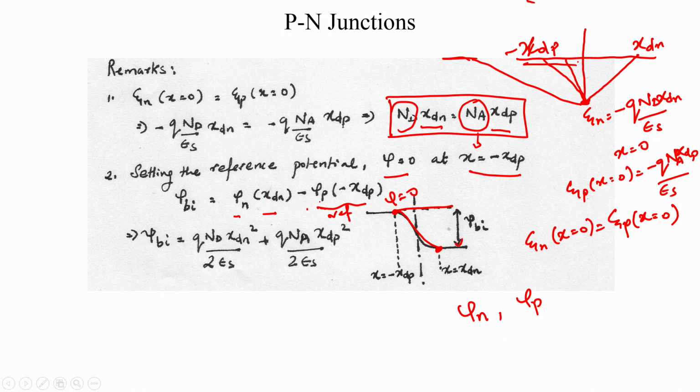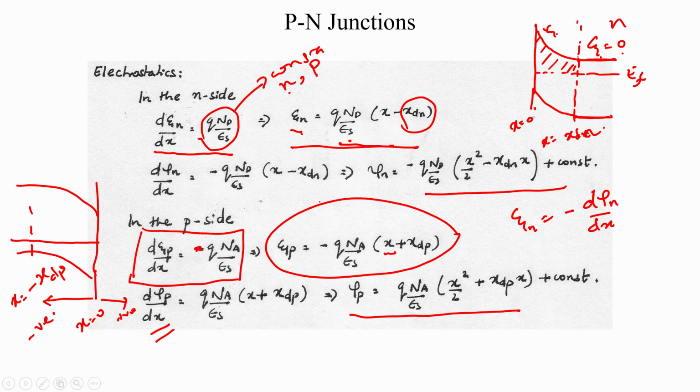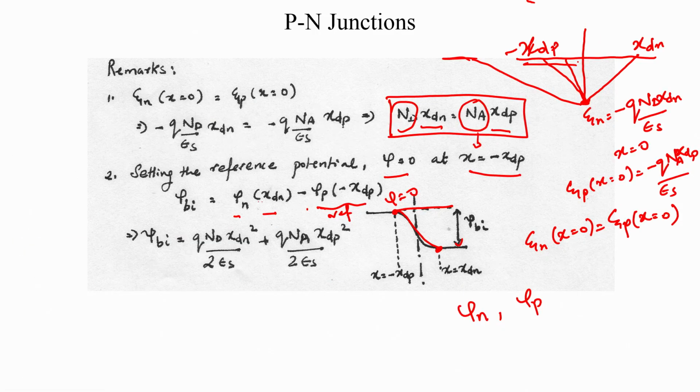You substitute for these two values of x, you say x equal to xdn there, and you say x equal to minus xdp here, and you solve for the potential and calculate this difference, and you will end up with this expression for the built in potential. So, it depends on the square of xdn and xdp. So, this is a bit about the electrostatics of your p-n junction, which is obtained from your Poisson's equation.